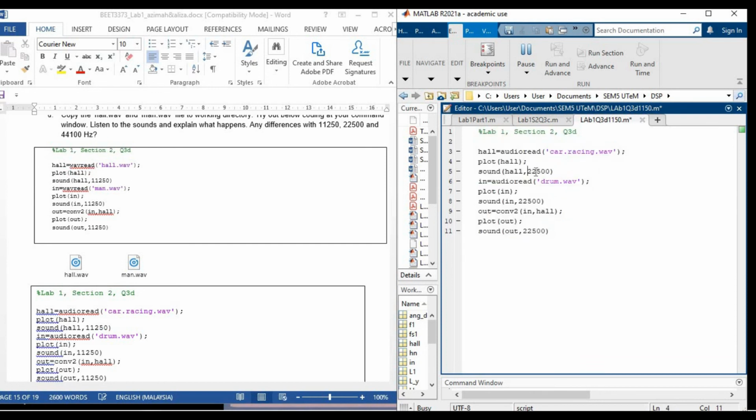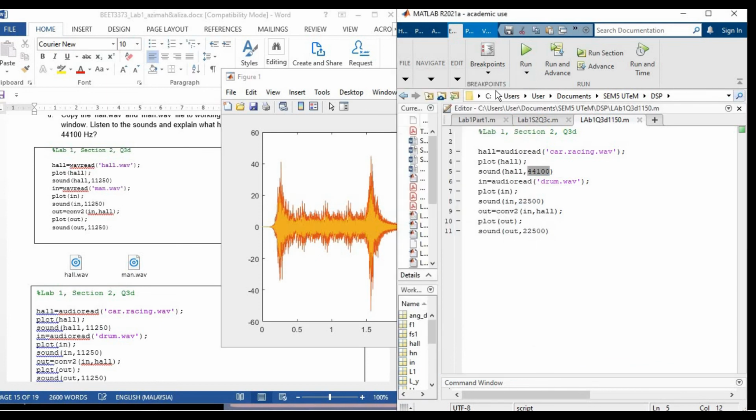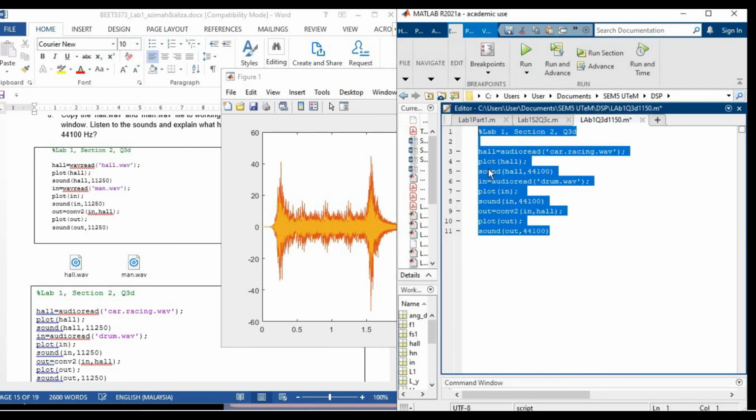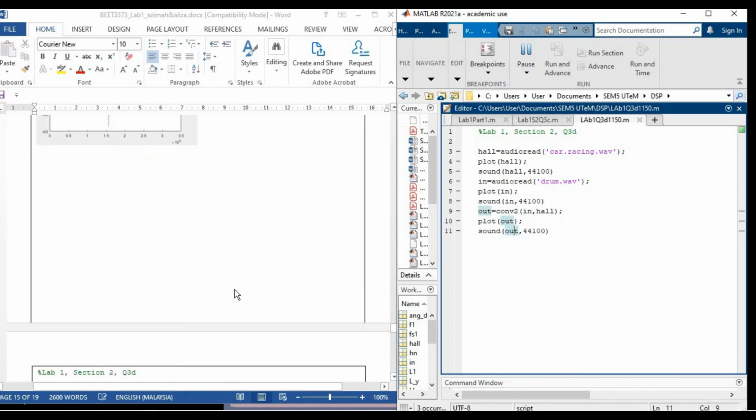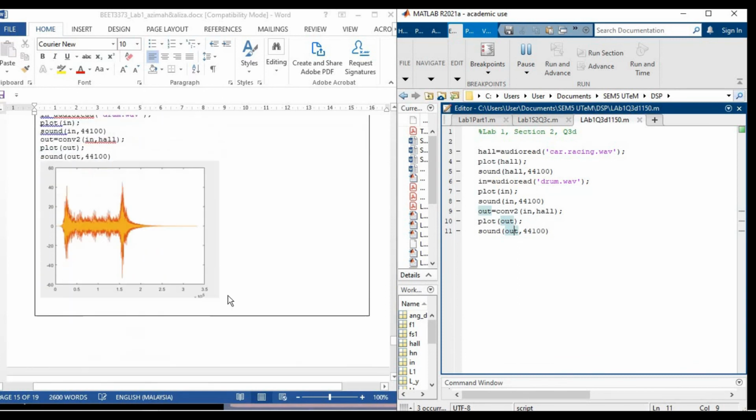So we change the frequency again to 44100 Hz. So we run the coding again. So you can hear the sound.